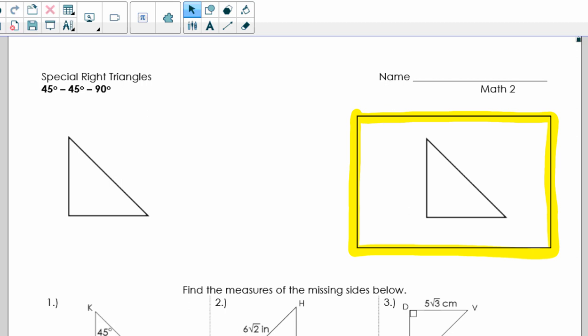All right, hi everybody. Today we are going to talk about special right triangles. There are technically two special right triangles, and special right triangles are triangles that have specific measurements of their angles that make their sides have specific relationships. So it goes along with SOHCAHTOA.